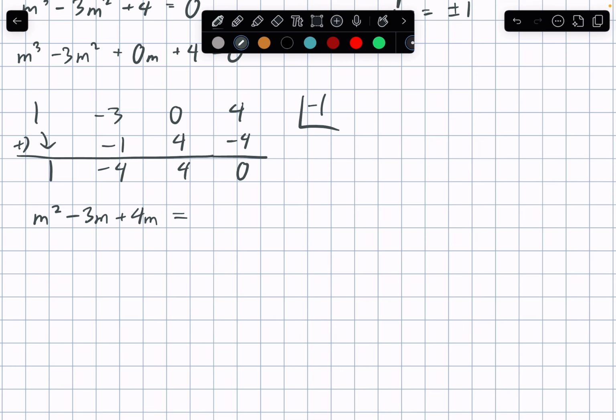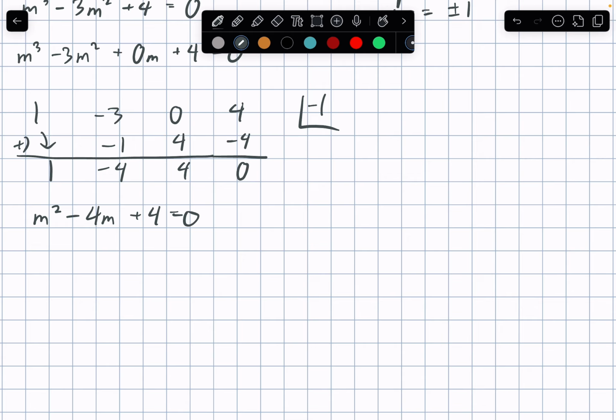Can you confirm if that is correct? Sorry. Wait. As simple as that.